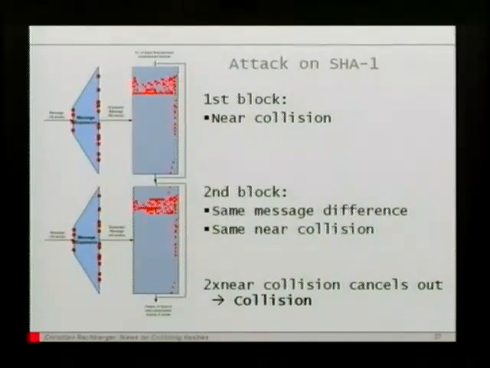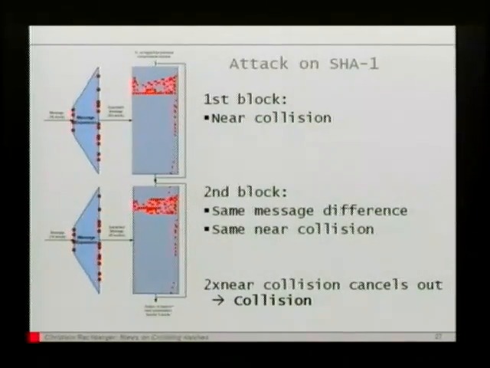Well, as you saw, there were still some red dots at the end. So that's actually not a collision, but what you can do is to just have a second block. So that's the picture of before. The first block, we have a small number of red dots in the end. It's not a collision, but it's a near collision. The hash values only differ in a few bits.